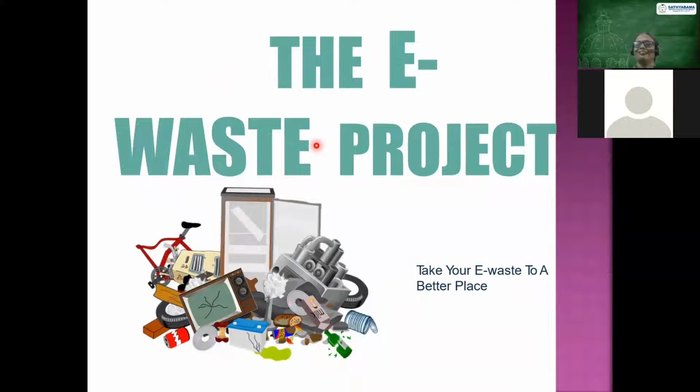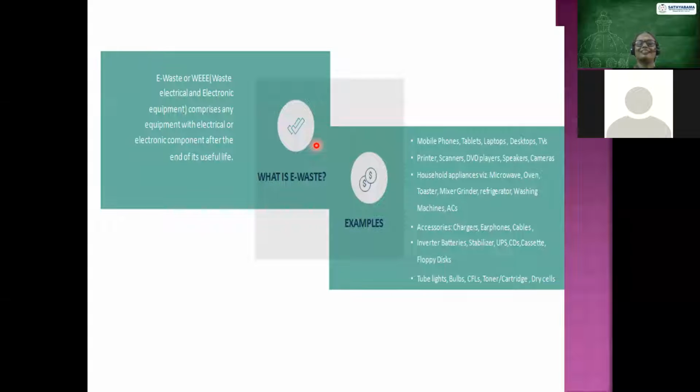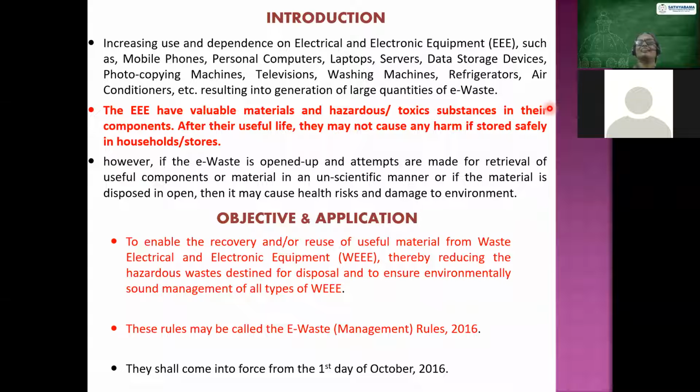Is that clear? Okay. Then e-waste products. They call it WEEE. If you are from the electrical branch, you may understand it as waste generated from electrical and electronic equipment. All of these come under e-waste: your mobile phone, laptop, tab, TV, printer, scanner, household appliances, the microwave oven which is highly hazardous, refrigerator, mixer, grinder, washing machine, earphones, cables, inverter batteries, stabilizer, UPS, CDs, cassettes, floppy disks, tube lights, bulbs, CFL, cartridges, toner, and all dry cells, even small dry cells, become electronic waste.